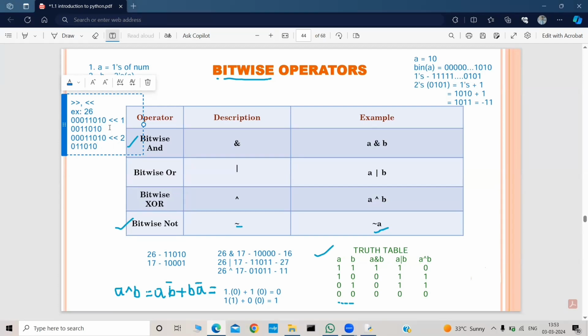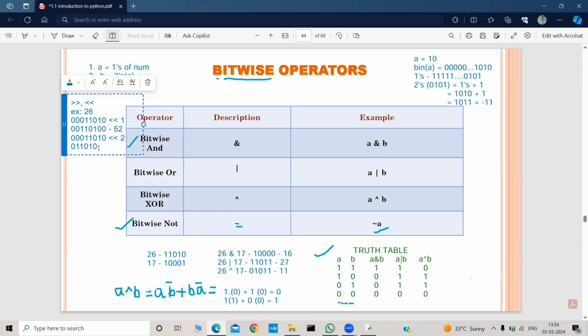So if we compute this, 2 power 2 plus 2 power 4 plus 2 power 5, 32 plus 16 plus 4, nothing but 52. So this was 52.